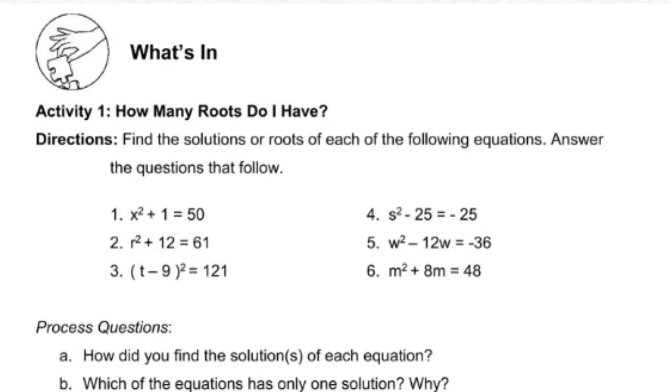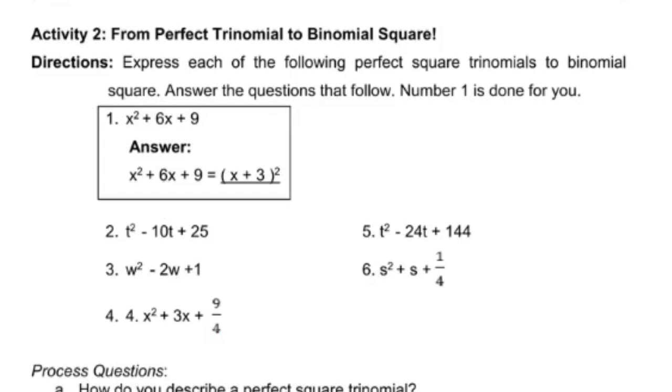Then number 4, the same as number 1, transpose negative 25 to the right side. Then extract the square roots. And for numbers 5 and 6, you're going to solve these using factoring. Then let's have activity 2, from perfect square trinomial to binomial square. Directions: express each of the following perfect square trinomials as a binomial square. Answer the questions that follow. Number 1 is done for you.